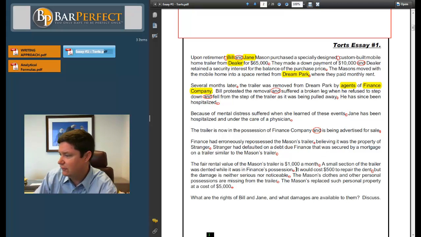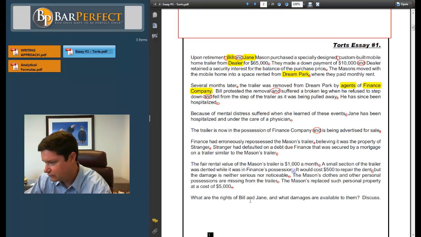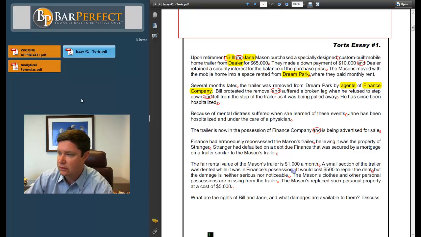It would cost $500 to repair the dent, but the damage is neither serious nor noticeable. Okay, that's more of a conversion type, compensatory damages. Okay, so now that you've got an idea of how the punctuation is really critical in forcing yourself to pause, this helps you spot the issues. Every set of punctuation and whatnot, they're telling you to stop, tell them what it means.